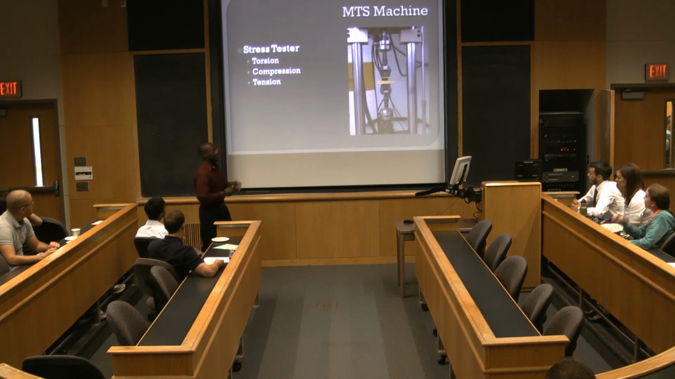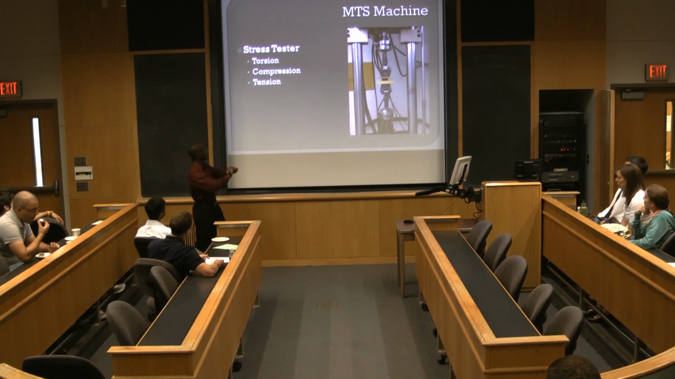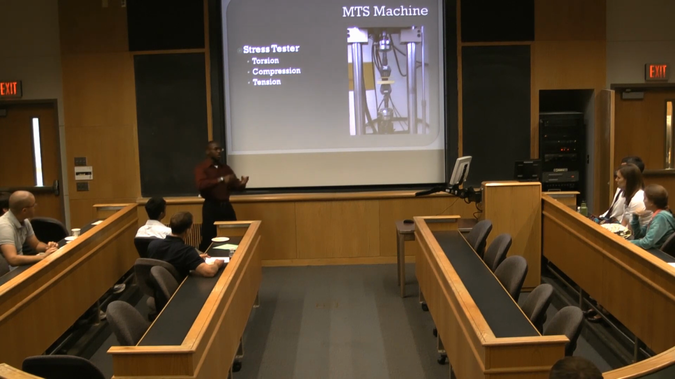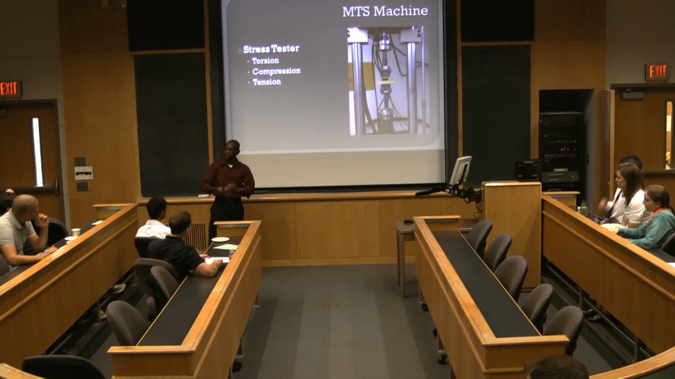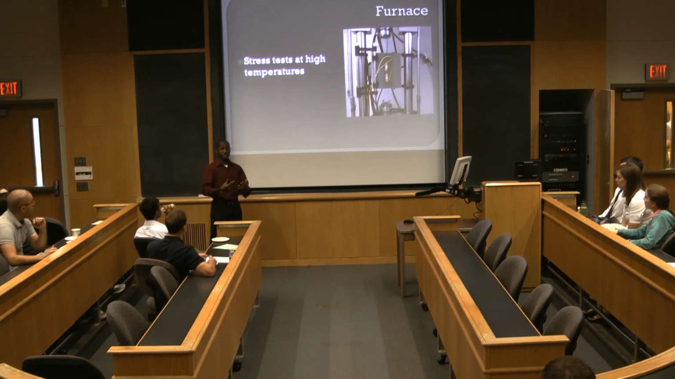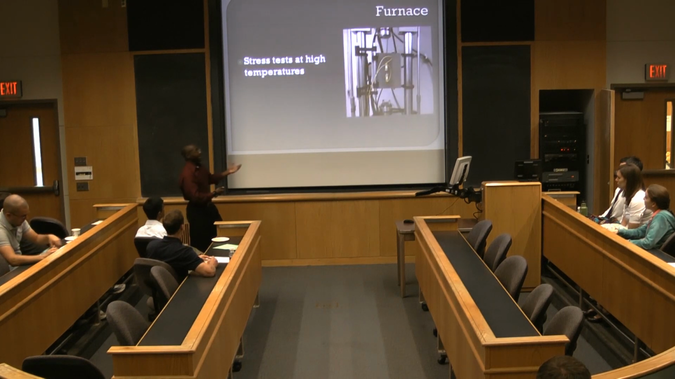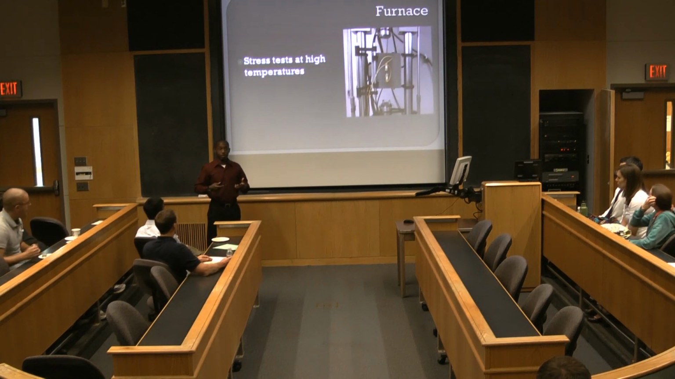The MTS machine is basically a stress tester. What we can do, you see these two little hands here, they'll grab onto the surface and they can pull it, or you can put these two barriers here and you can run compression tests. You can also run some torsion tests as well, and there's a strain gauge that'll measure how much this sample is deformed at a specific load. Now, the furnace allows us to test the temperature resistance of the material by doing all the same tests as the MTS machine, except this time in a box that heats up to about 1200 degrees Celsius.